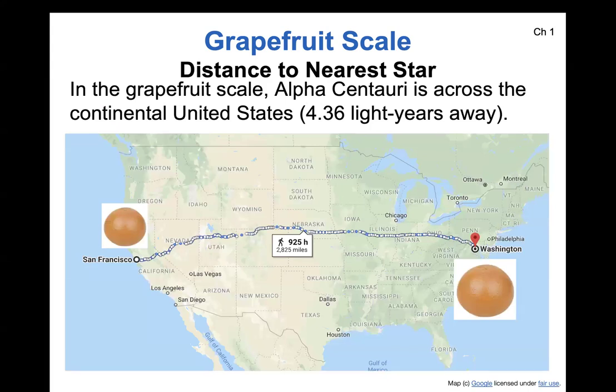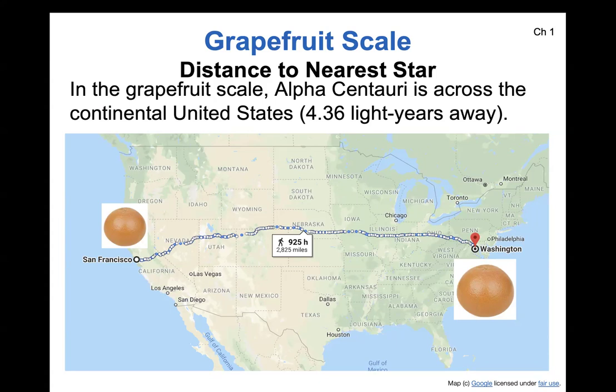But those distances, being the distances within our own solar system, are nothing compared to the distances between stars. The nearest star to the sun, which is our local star, is Alpha Centauri. And Alpha Centauri is 4.36 light years away. Okay, well, that's a lot of kilometers. We'll talk about the conversion as we go along.